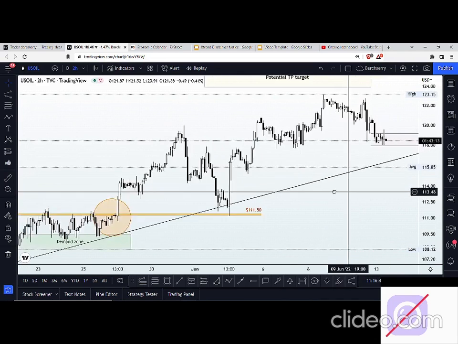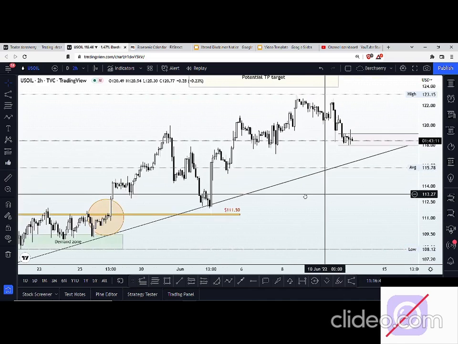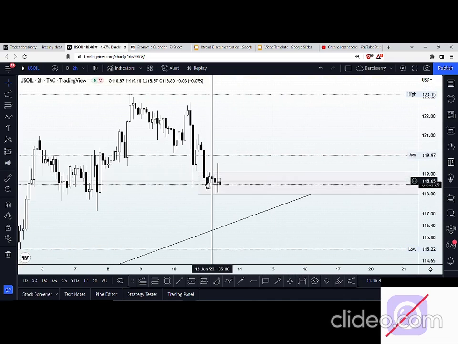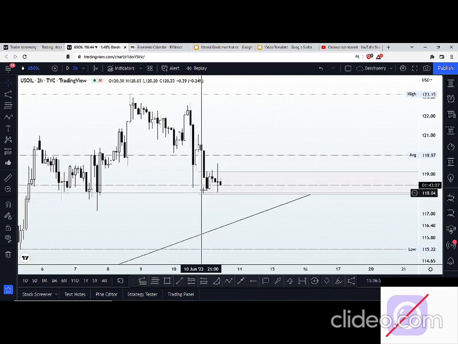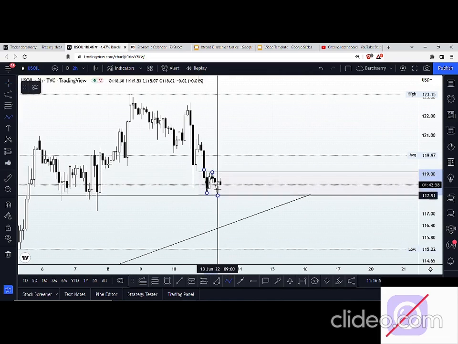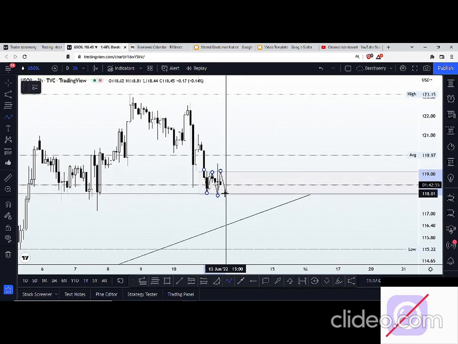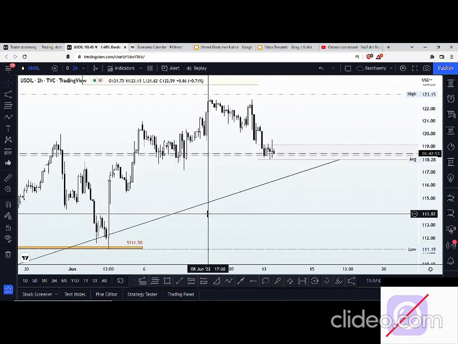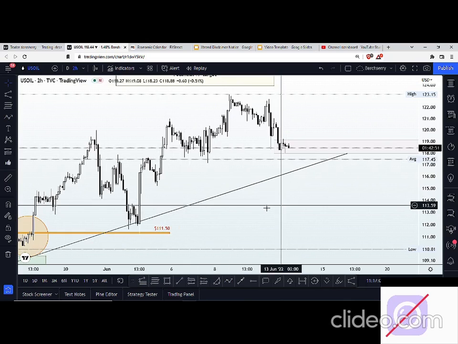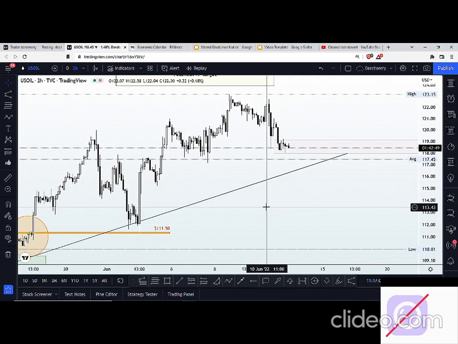So this is what we have here at the moment, and we can see that since the beginning of the week, price has been oscillating within the $118 and the $119 area. We saw how price has been in a consolidation phase since the beginning of the week. So the first thing we want to be doing at this point is to look for a key level that will guide our action as we head into the New York session.